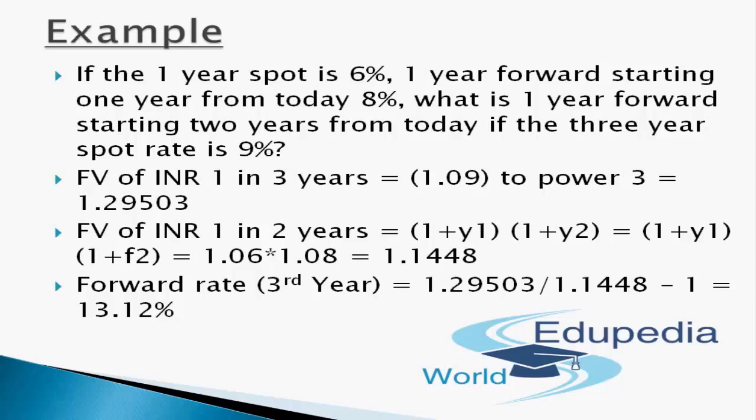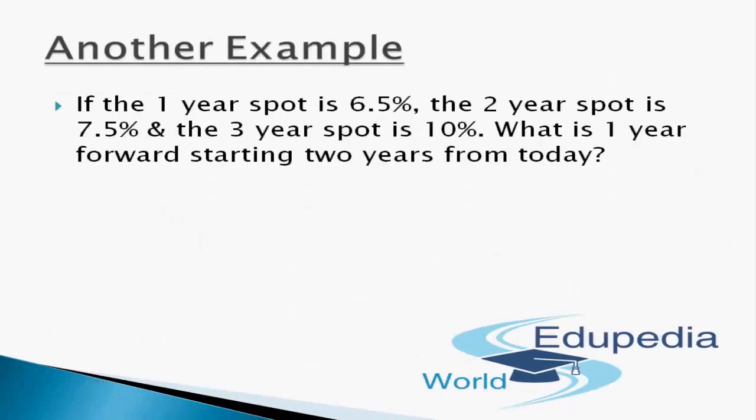Now let's take an exactly opposite example to that. In this example, we'll check that if the 1 year spot is 6.5%, and here we already have the 2 year spot, which is directly 7.5%. So we don't need to find the 2 year spot in this, because in the last example we were given the 1 year forward rate from the current period. So here we have already received the 2nd year spot, and the 3rd year spot is 10%. So what is the 1 year forward starting 2 years from today?